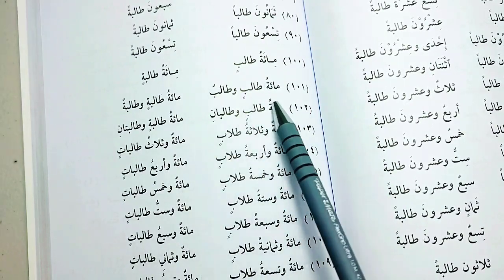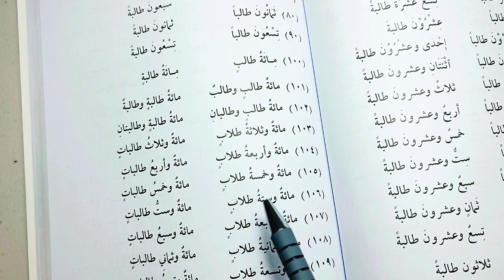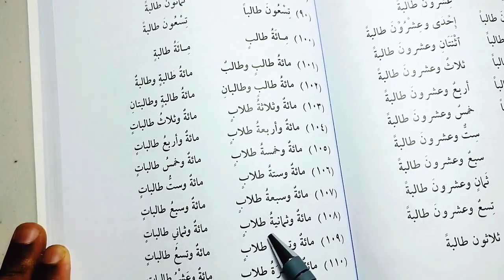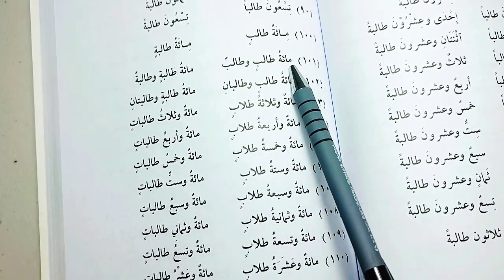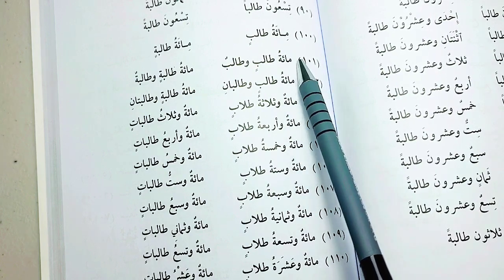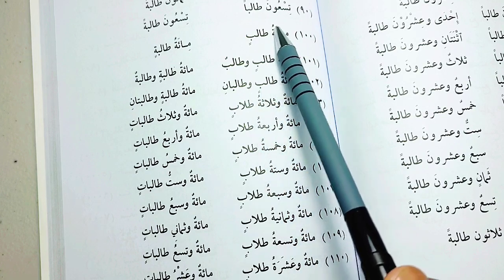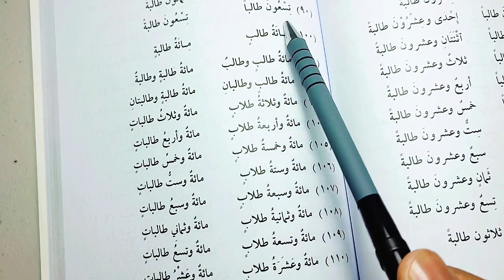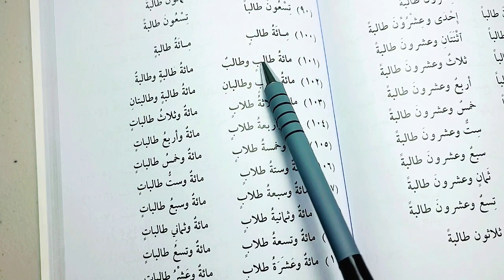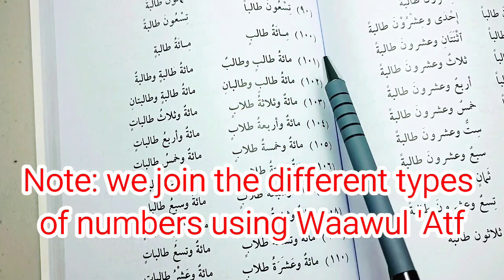So with the author here, you see that it's kind of confusing because he uses one system and then he uses a different system. So it kind of confuses the student. So here, look, for example, he is reading it this way. Mi'atu, he started with mi'a, so he's reading it this way. Mi'atu talibin. So he's applied the rules of mi'a here. It's mudaf mudaf ilayhi. This is the singular form. And then he's doing atf. He's doing atf of the units.